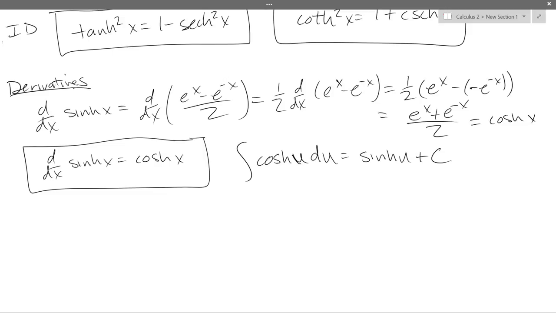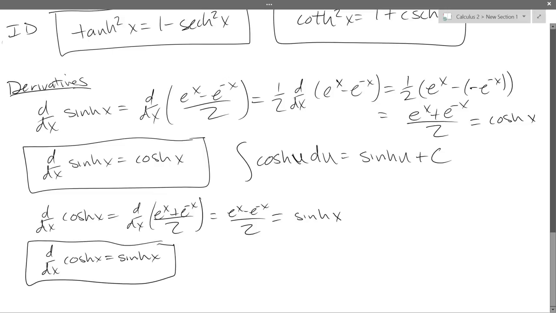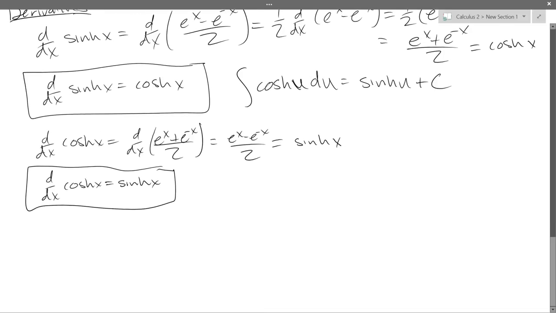All right, so we're gonna do cosh now. The only question in mind is, should it be positive or negative sinh? All right, see if you can find it before I can. So you should have gotten positive sinh.